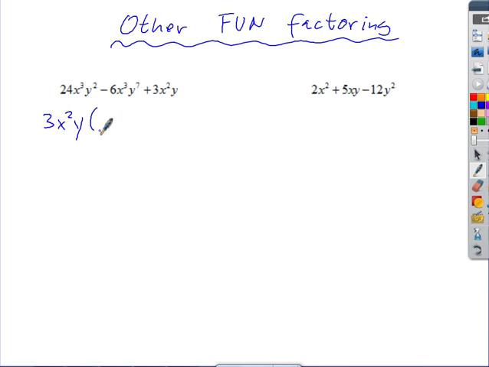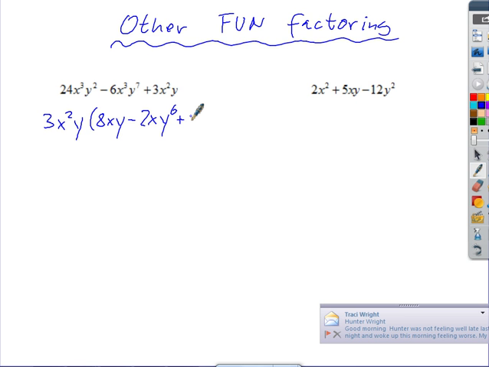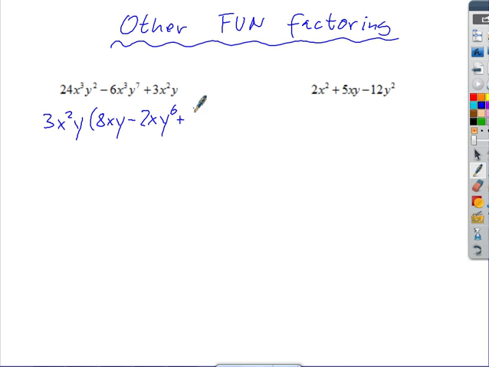Everything else goes back inside, and then we take another look, which gives us 8xy minus 2xy to the sixth plus no more coefficient and no more x squared and no more y. So just another placeholder, positive 1. Looking at what we have left inside there, we cannot really do anything. The exponents don't work, the variables are all mixed up. So we're actually done. See, that wasn't too bad.